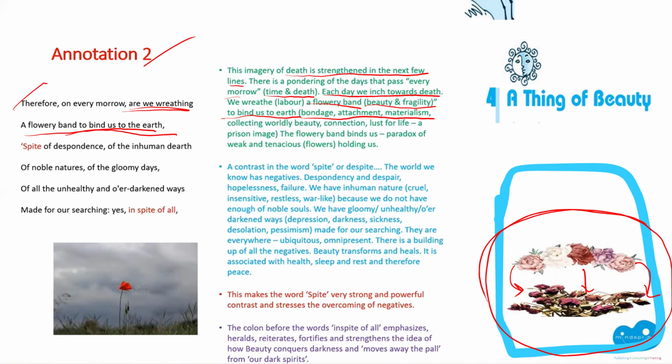The greed of human beings, the attachment of human beings to material things, which are exactly like flowers: fragile, beautiful but fragile, beautiful but very tired. So he talks of bondage of attachment, materialism that binds us to earth, collecting towards beauty. The flowery band binds us. Again, the paradox of weak and tenacious. Look at flowers, they are very weak, but they are attractive and hold you. All the things in the world that are beautiful and very fragile are definitely going to break tomorrow, but those are the things we are most attached to.